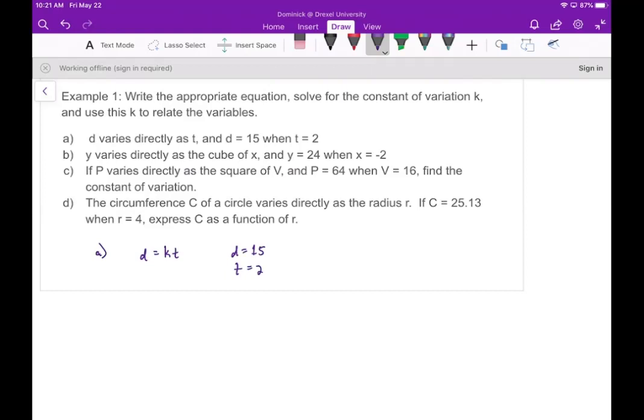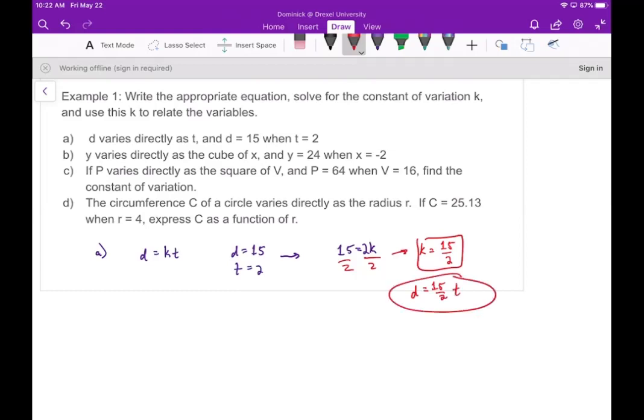So the first thing that we need to do is solve for k. We know that when d is 15, t is 2, so we can get fairly quickly, once we divide by 2, that k is equal to 15 over 2. So then the general equation looks like d equals 15 over 2 times t. Right? So we just replace k there.